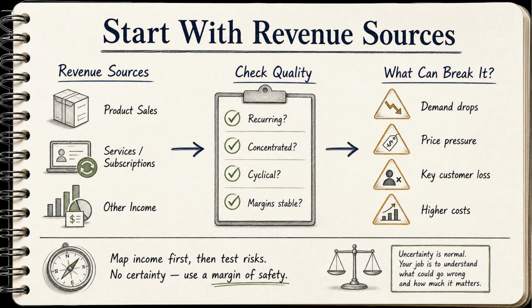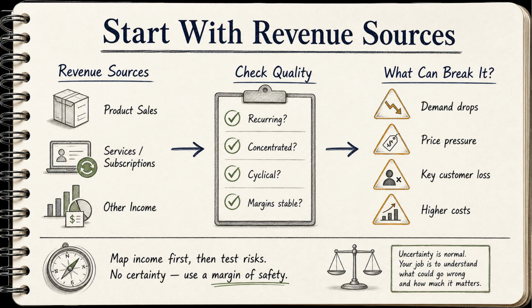Start with revenue sources. Do not stop at total revenue growth. Ask where the money comes from. Product sales, subscriptions, commissions, advertising, interest spreads, management fees, usage charges, licensing, or one-time projects. Each source has a different quality.